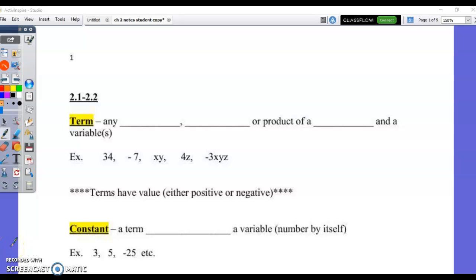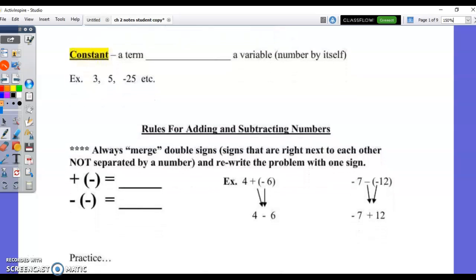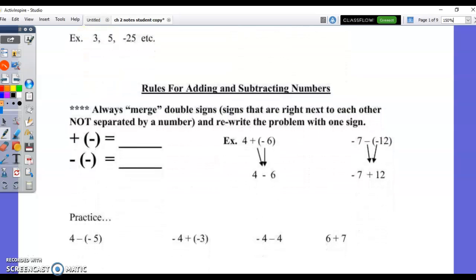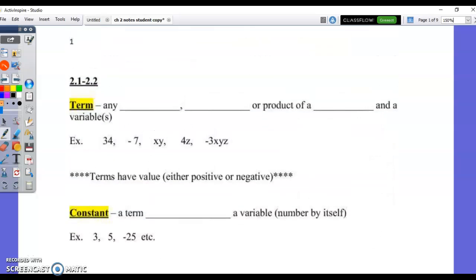Okay, so in this section we're going to discuss the rules for adding and subtracting numbers. But I want to do a couple of vocabulary things before we start, because it's going to be things that I'm using a lot during this section. So the first thing we want to talk about is what a term is.